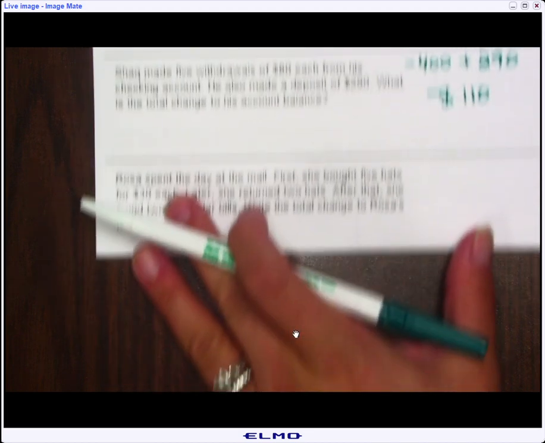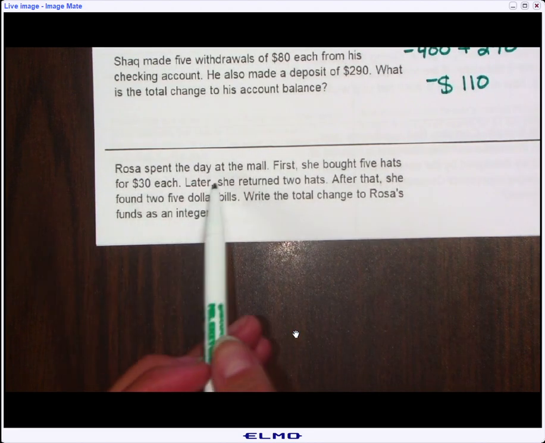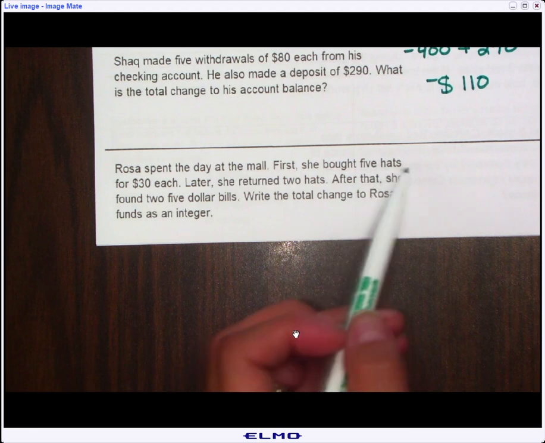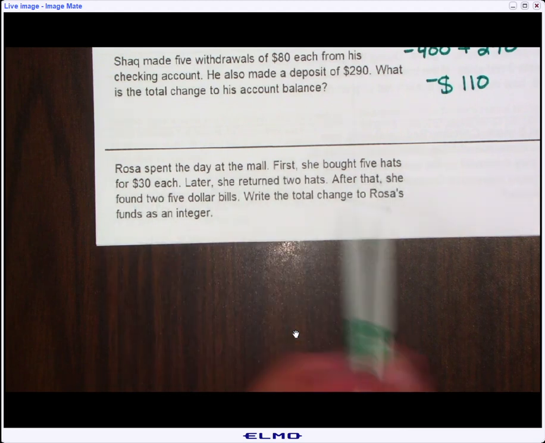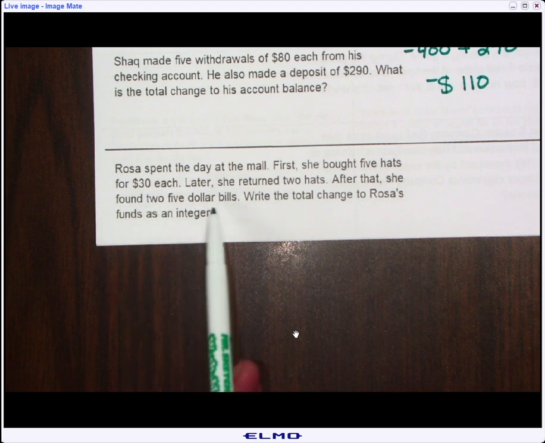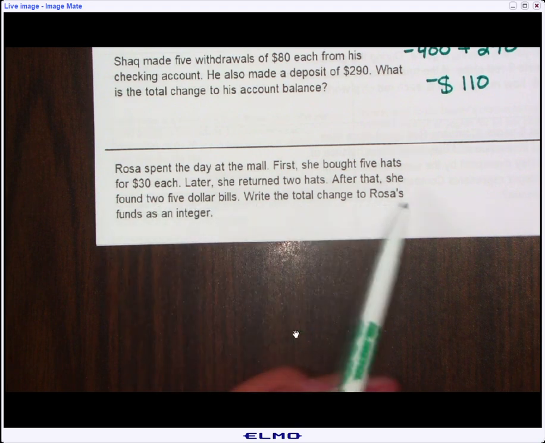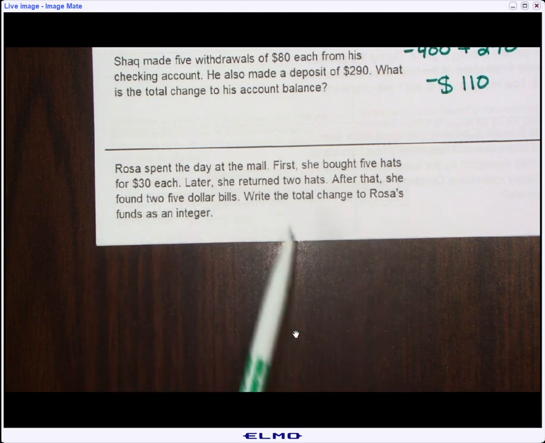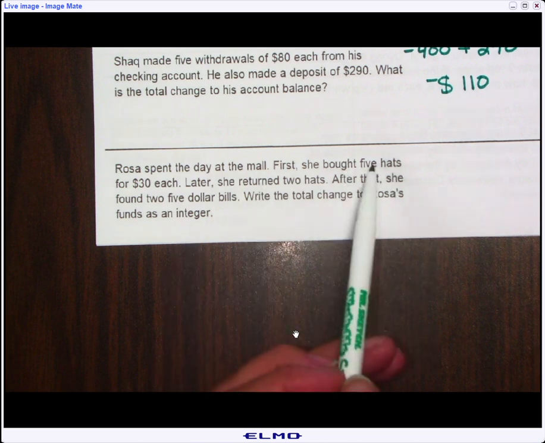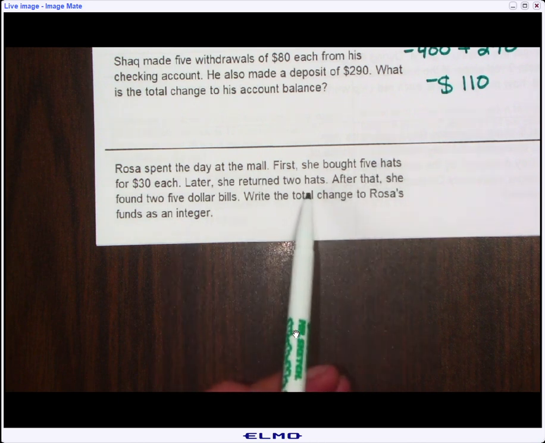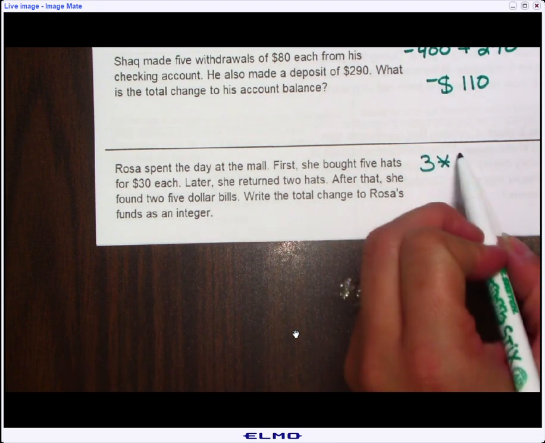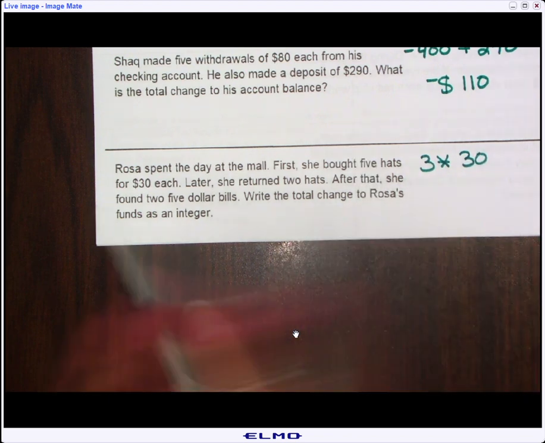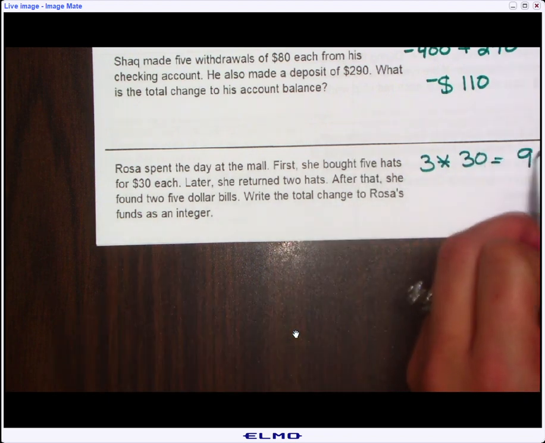The last problem here, Rosa spent the day at the mall. First, she bought 5 hats for $30 each. Later, she returned 2 hats. After that, she found 2 $5 bills. Write the total change to Rosa's funds as an integer. All right, so the first thing I see is that she bought 5 hats, but she returned 2. So she really only bought 3 hats. So that's 3 hats times $30, and $90 was spent on hats.